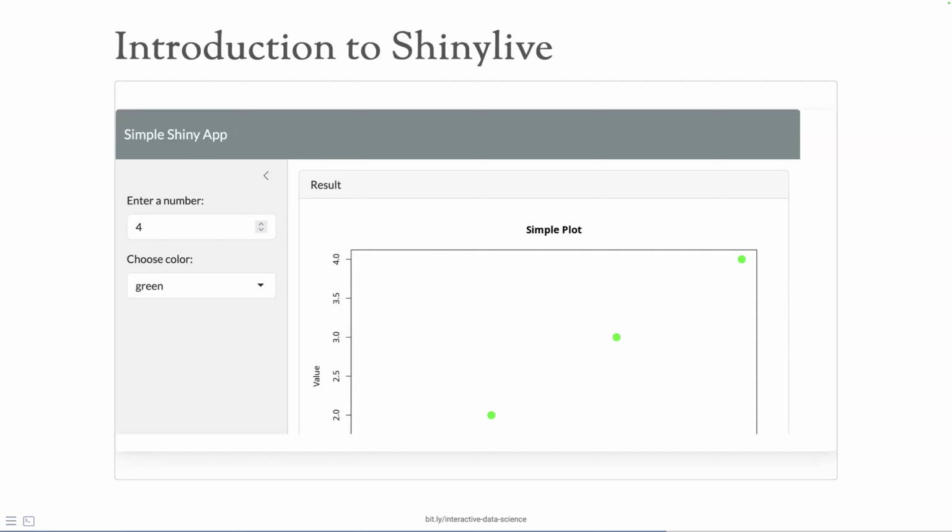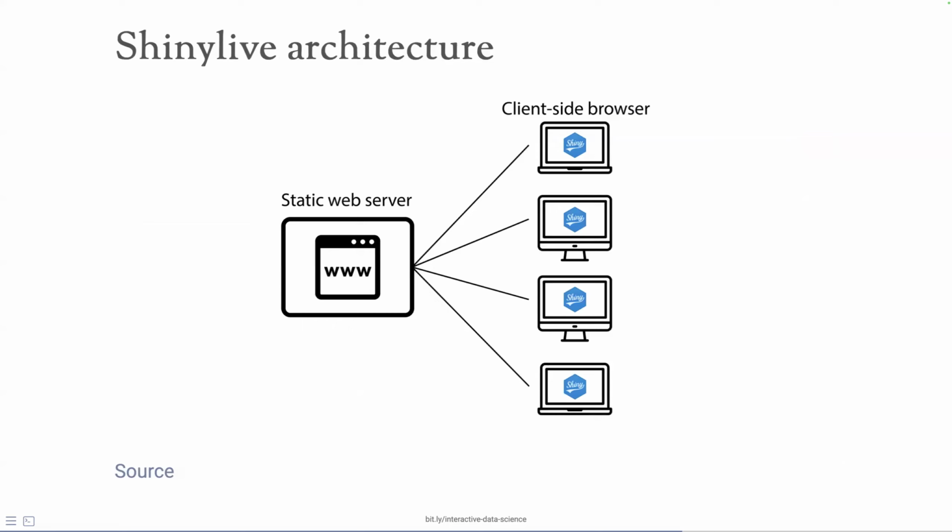ShinyLive was announced in July 2022 for Python and September 2023 for R, and it uses Pyodide and WebR respectively to enable fully in-browser Shiny apps without a backend. In terms of the architecture, all you need to run ShinyLive is these static web servers. When an application is deployed with ShinyLive, R or Python and Shiny run in the web browser, so the browser is effectively both the client and the server for the application. And that is pretty amazing. You don't need a separate server to host these apps.